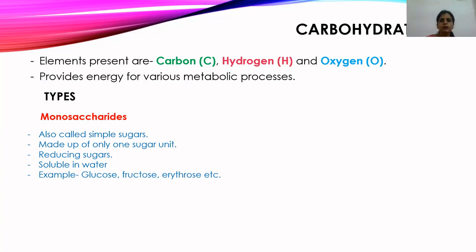This sugar is involved in the process of respiration. Respiration is a process in which glucose is broken down in the presence or absence of oxygen molecule in order to release energy. And this energy which is released in the process of respiration is used in various metabolic processes in our body. So a very important function of carbohydrate is that it provides energy in the process of respiration for various metabolic processes which take place in our body.